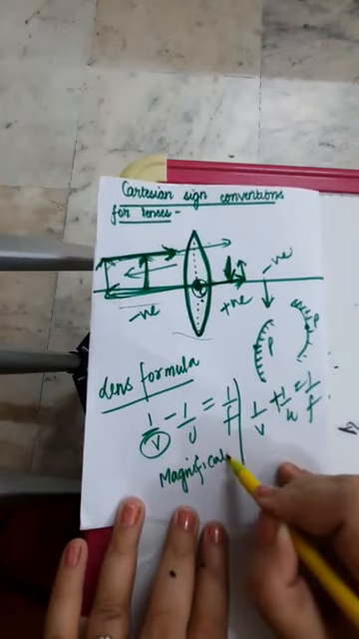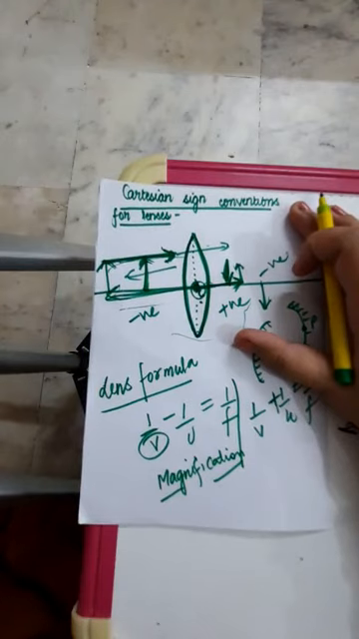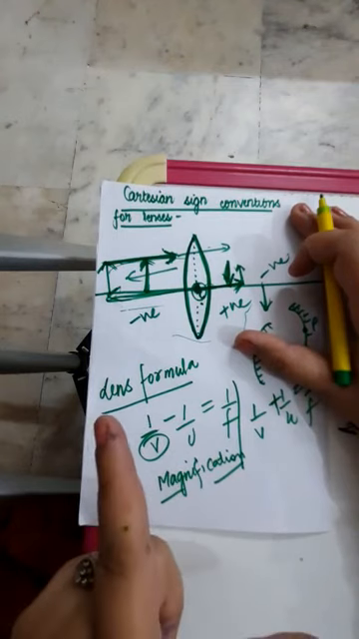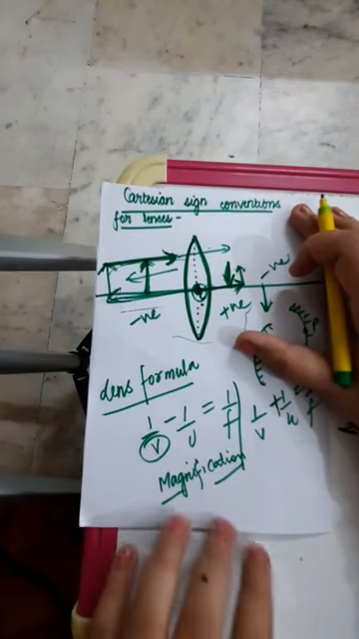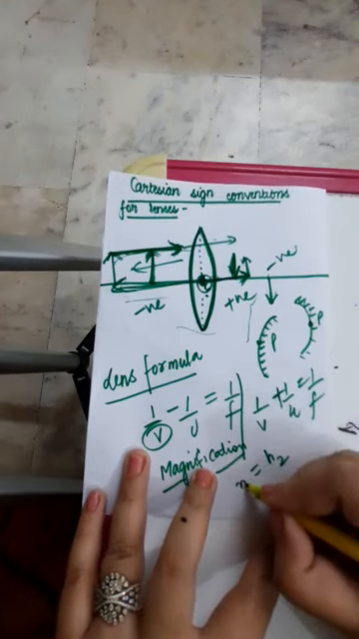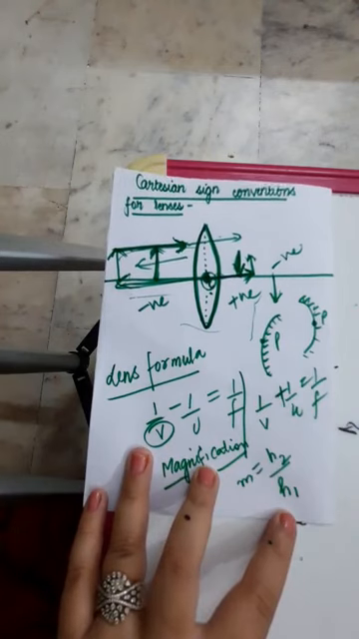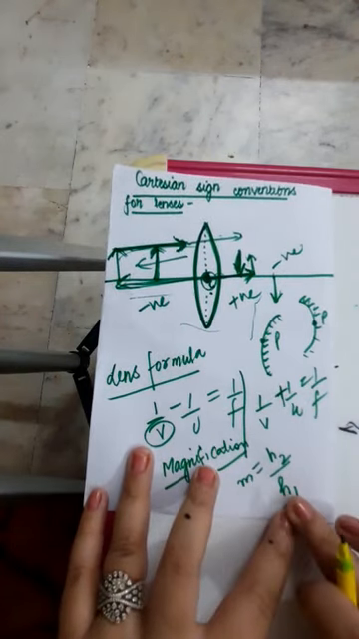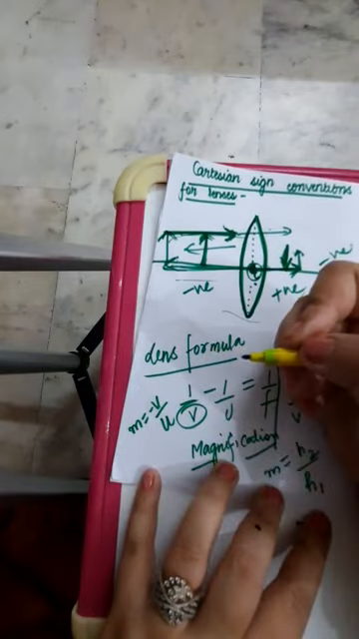Still, magnification has the same meaning in case of lenses also. Magnification talks whether the image formed is a diminished one, enlarged one, or is it of the same size as that of the object. So magnification talks about size of image divided by size of object. Bilkul waisa hi hoga, same hoga. Okay, H2 by H1, except for the fact that in case of mirrors it was minus V by U also.